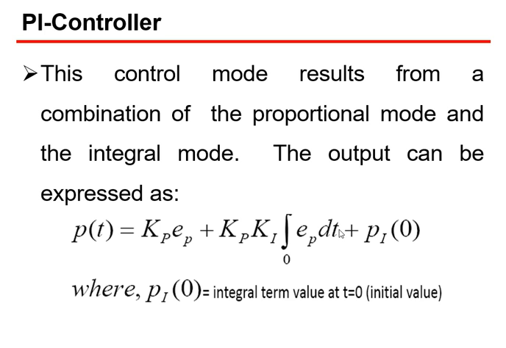Now if you see the equation, again it is very simple because you have studied proportional and integral, we just have to add them. This control mode results from a combination of proportional mode and integral mode, and the output can be expressed as P(t) = Kp e(t) + Kp Ki ∫e(t) dt + Pi(0), where Pi(0) is the integral term value at t = 0, that is the initial value.